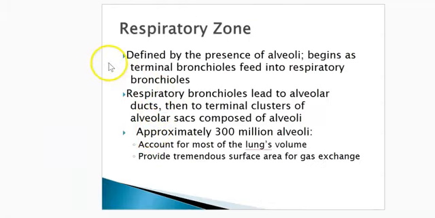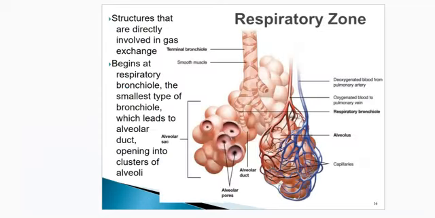Before we take a look at the very end of the conducting zone, here's the beginning of the respiratory zone. It's defined by the presence of alveoli, and there are a lot of them. There are approximately 300 million alveoli in the human body, and that presents a tremendous surface area for gas exchange. We can see that in this diagram.